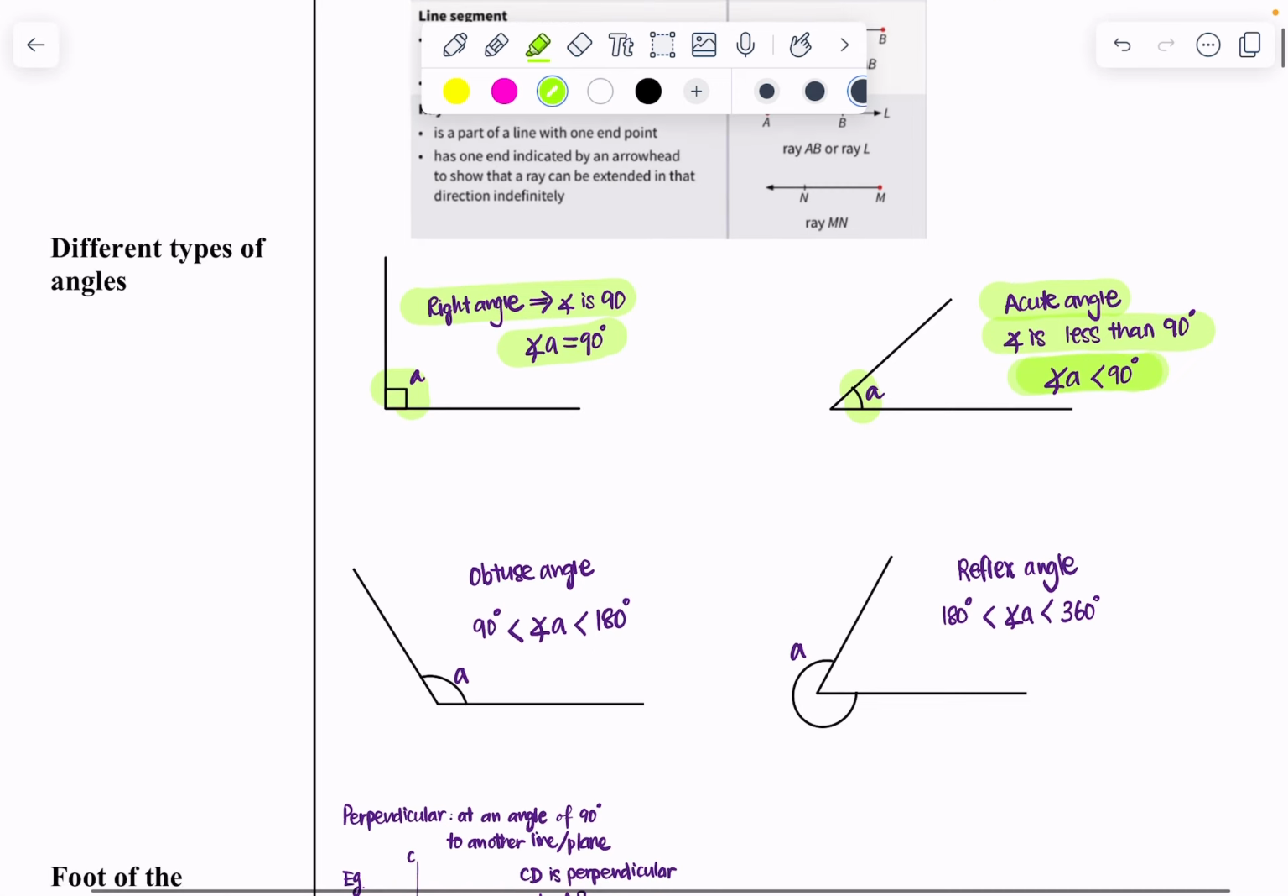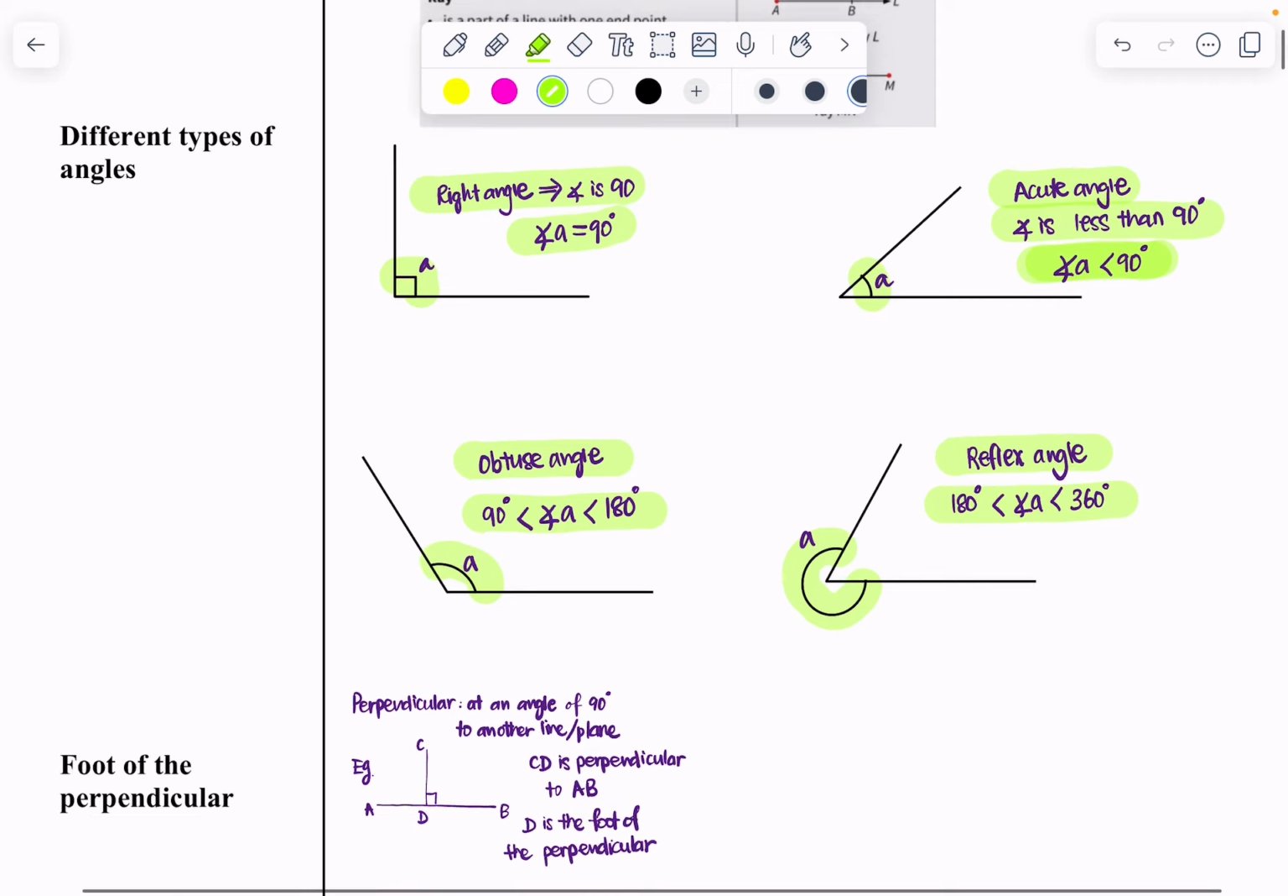Next, you need to know what an obtuse angle means. This is an example of an obtuse angle. Obtuse angles are angles between 90 degrees and 180 degrees. Next, you need to know what is a reflex angle. In this diagram, this angle here refers to the reflex angle. Reflex angles are between 180 and 360 degrees. Again, you may want to pause the video to ensure you have captured these 4 types of angles.